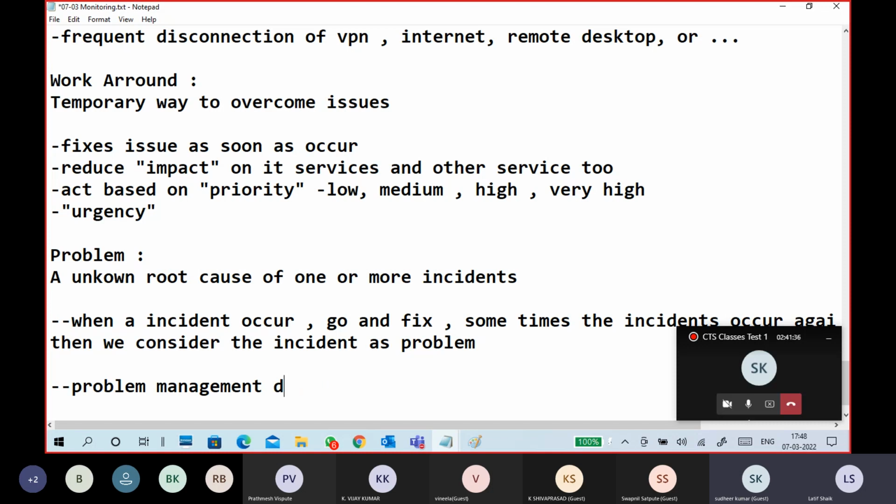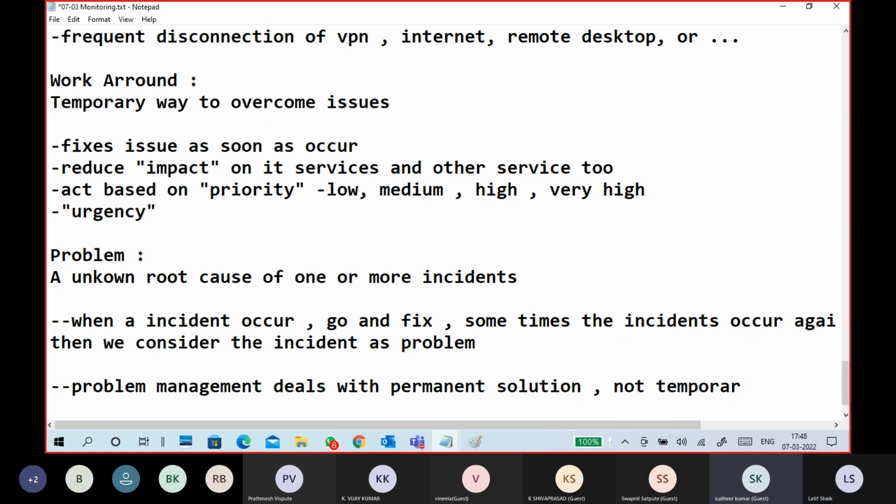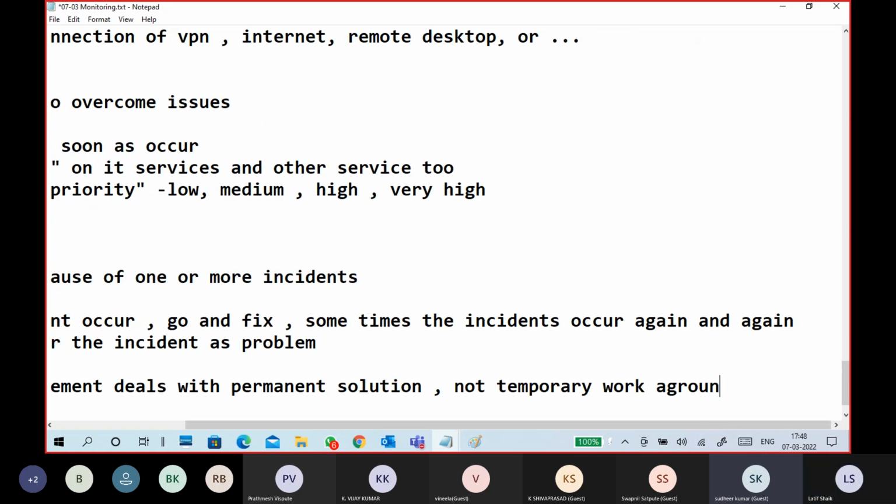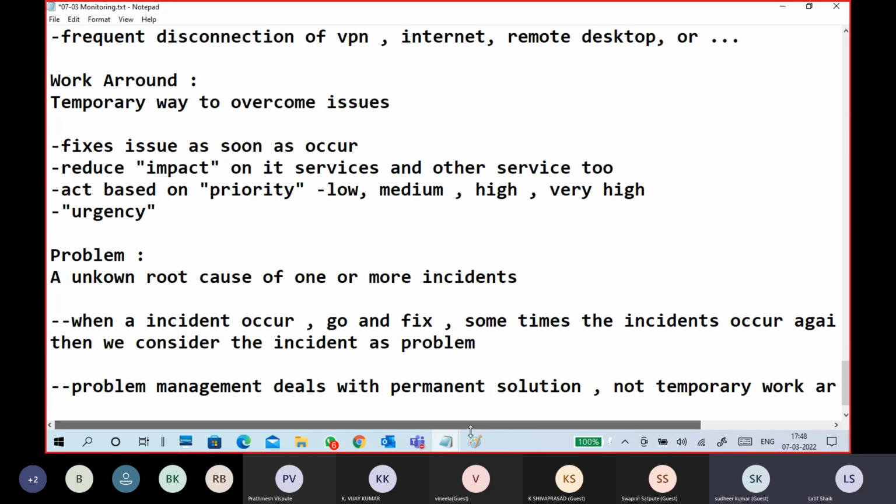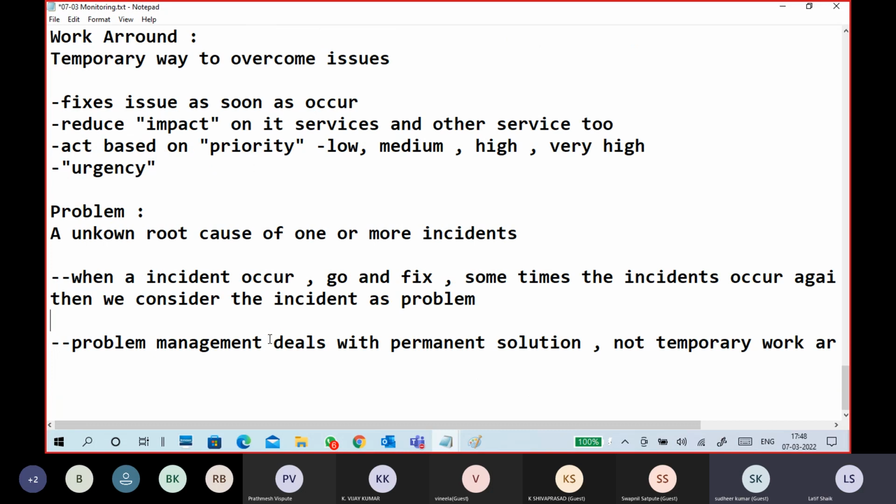Problem management deals with a permanent solution, not temporary workarounds. We are dealing with permanent solutions.